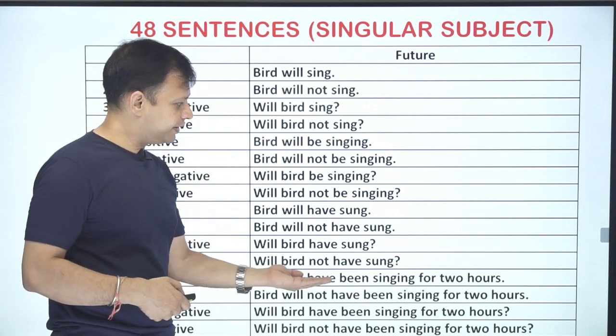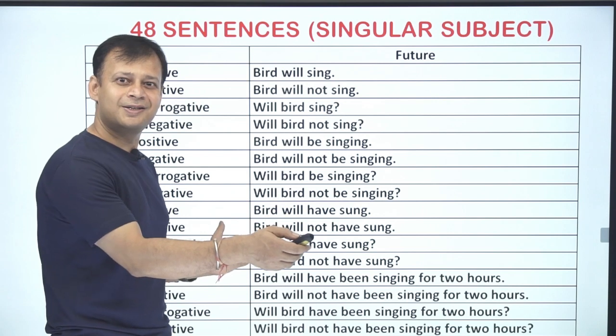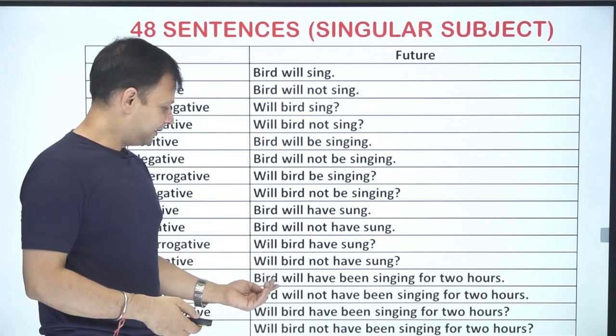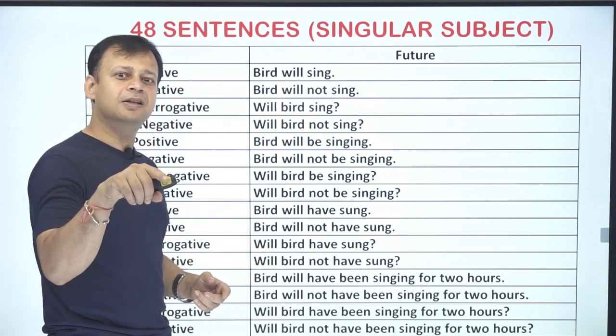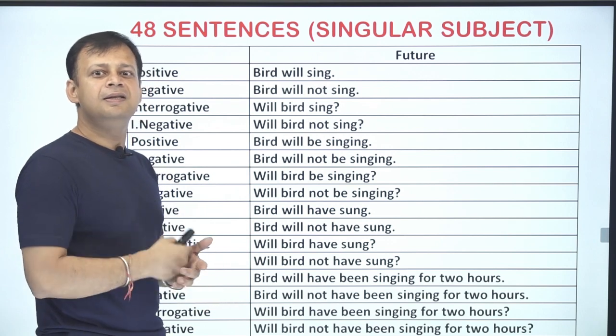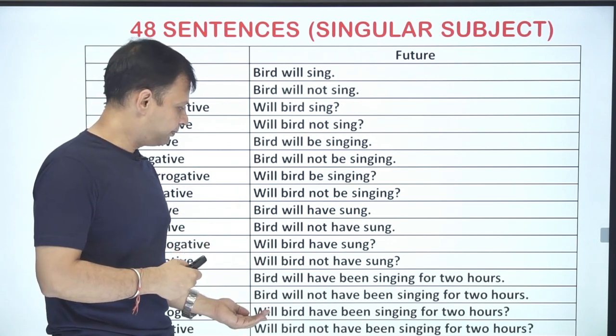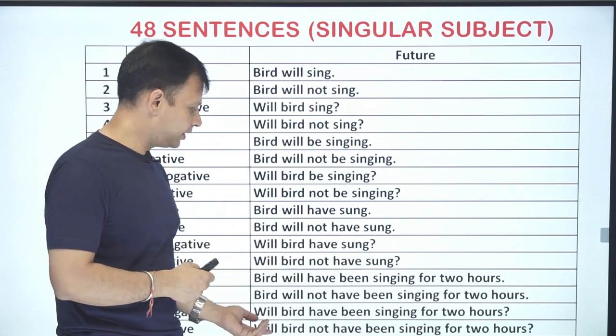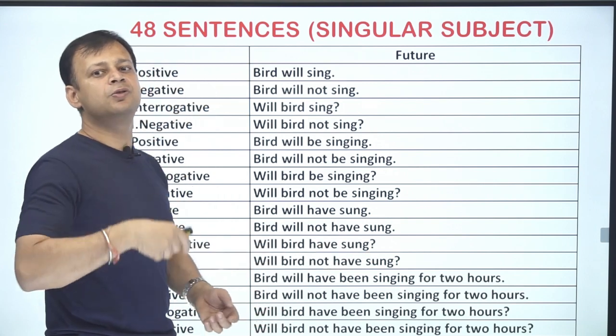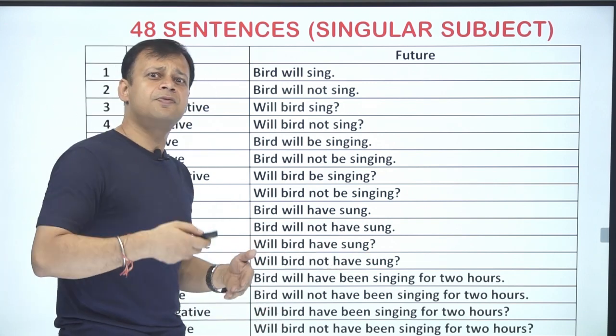Then bird will have been singing for 2 hours. Very complicated structure in future perfect continuous. Then bird will not should come after will. Will not have been singing for 2 hours. Then will bird have been singing for 2 hours? Will bird again not have been singing for 2 hours should come over there. So this is for the singular subject.